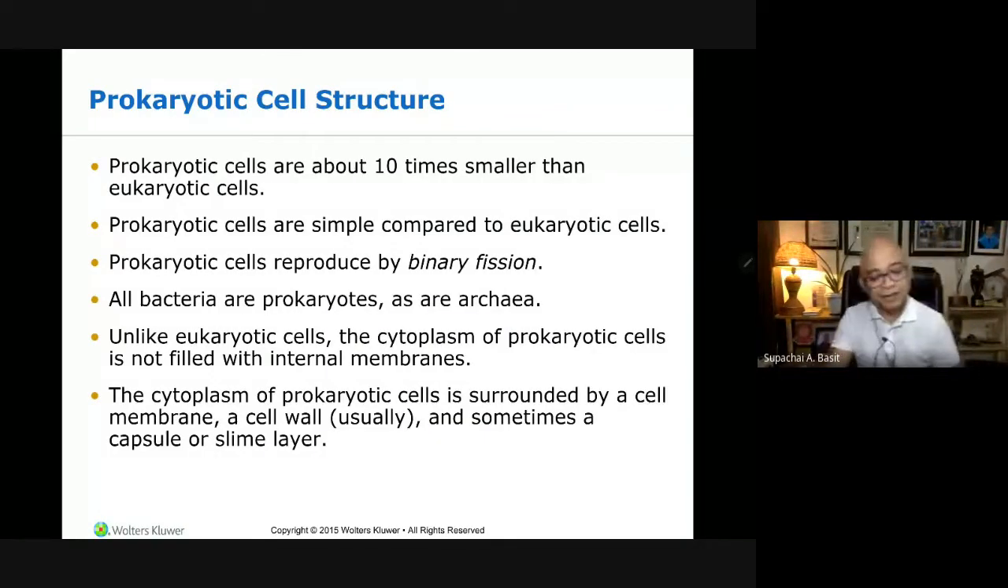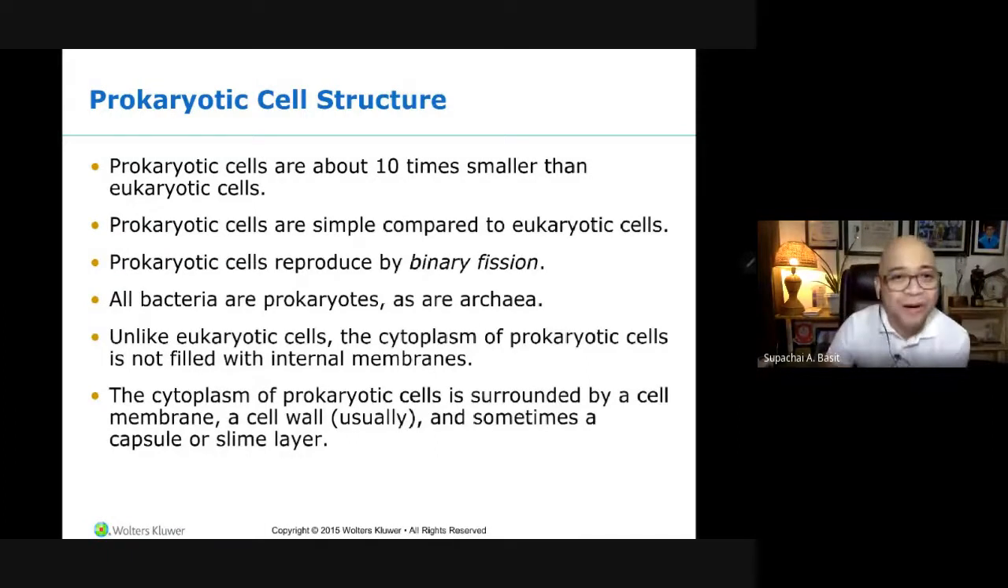Okay, so let's talk about the prokaryotic cell structure. So the prokaryotic cells are actually 10 times smaller than eukaryotic cells. So prokaryotic cells are simple compared to eukaryotic cells. So they simply divide by means of binary fission.